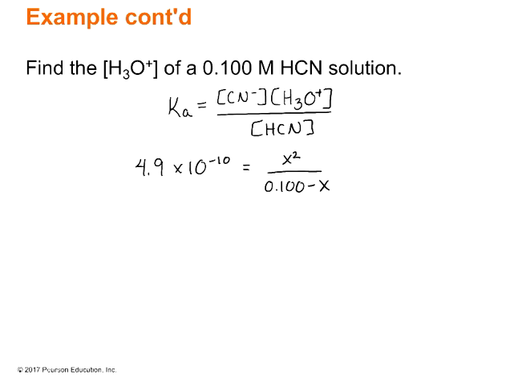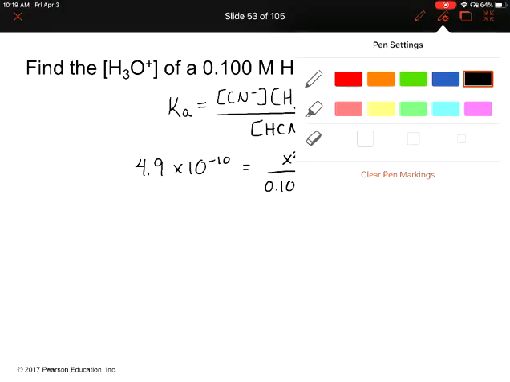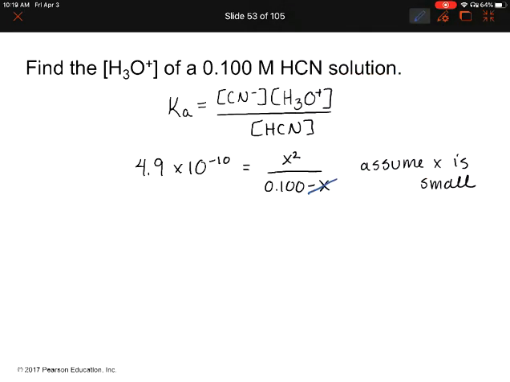Now you might recall from chapter 15 that we could make an assumption that x is really small as long as the value of K is really, really small, so on the order of 10 to the negative 5th or less. So in this case, we have something that's on the order of 10 to the negative 10th. So we can definitely assume that x is small here. So that means that we can just ignore that change in x in the denominator, and then we can solve for x more easily.